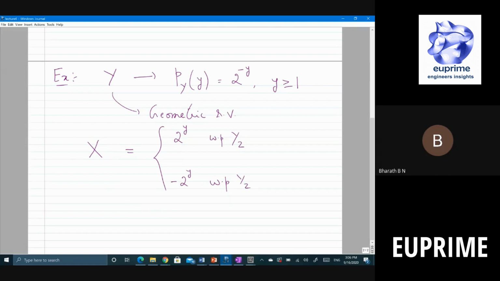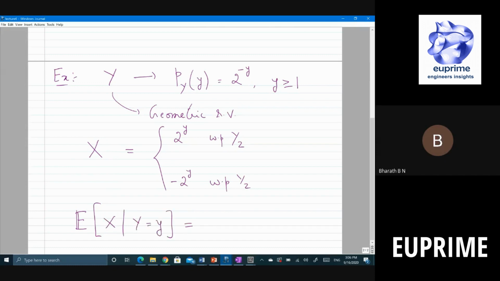Okay, so think of this as an experiment where you draw samples from p_Y(y). I mean, you take the samples from y whose distribution is 2 power minus y. So the moment you get y, you toss a coin. If it is head, you say 2 power y. If it is tail, you say 2 power minus y. Okay. So now let's look at what is the expected value of X given Y equal to y.